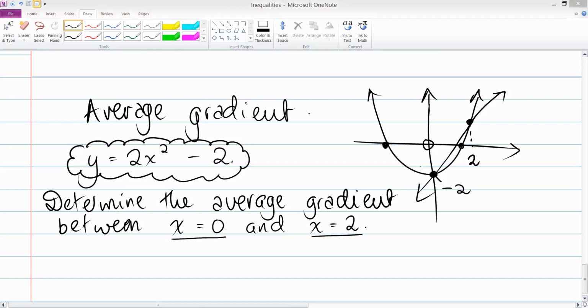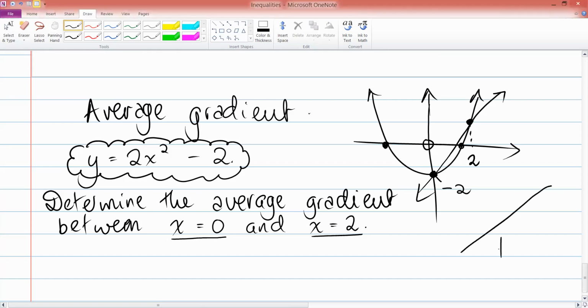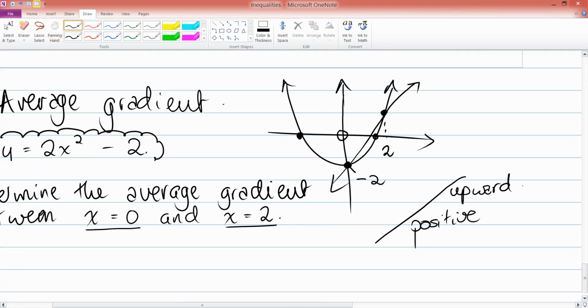Zazie, what do you think? Do you think it's going to have a positive gradient or a negative gradient? I think it's going to be negative. Okay. Remember, if the line is upward sloping, that means it's a positive gradient. If I were to draw a line going that way, this is downward sloping. So that means that your gradient would be negative. Can you see? All right.